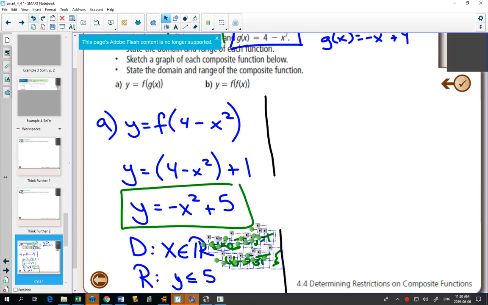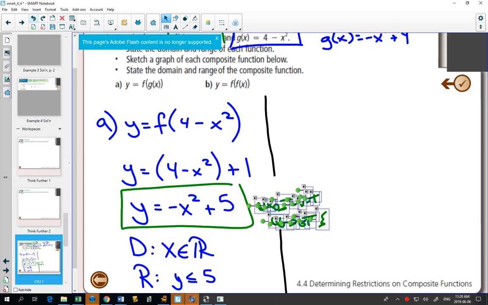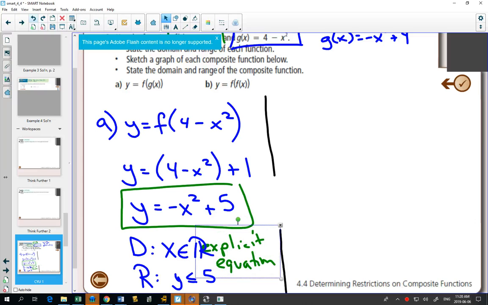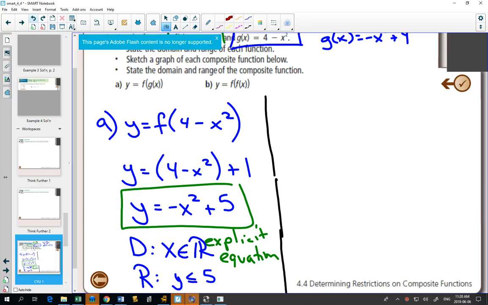I shouldn't have rotated it, I guess. There we go. Now let's see if we can move it. There we go.